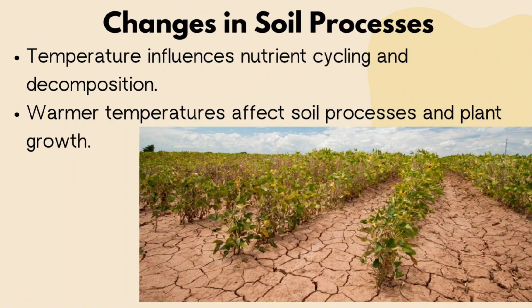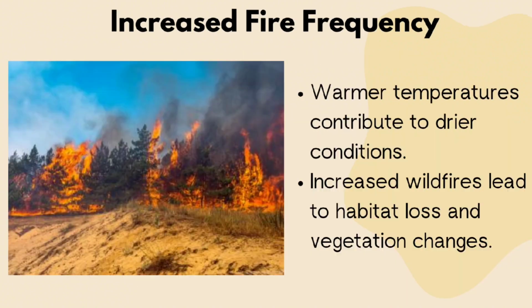Changes in soil processes. Temperature influences soil processes including nutrient cycling and decomposition. Warmer temperatures can accelerate these processes, affecting the availability of nutrients in the soil. This, in turn, can impact plant growth and the overall health of terrestrial ecosystems.